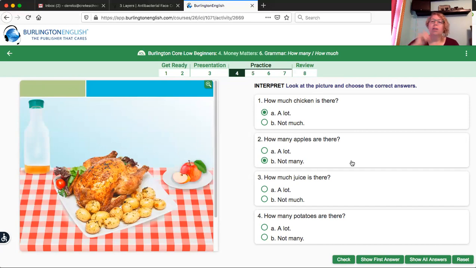Not many. Try 3 and 4 on your own. How much juice is there? Not much. How many potatoes are there? Have your answer? A lot. Okay. All right, let's move on to the next practice example.